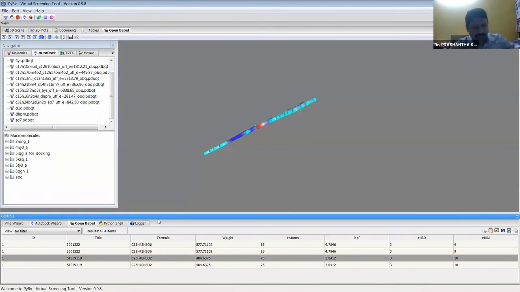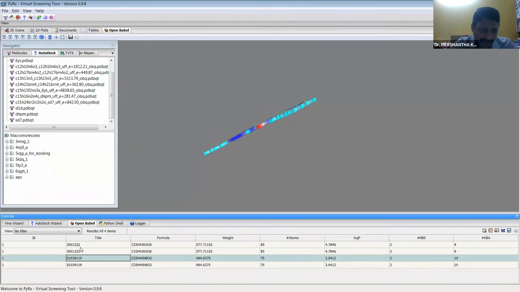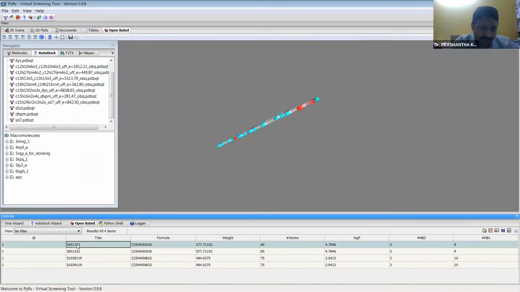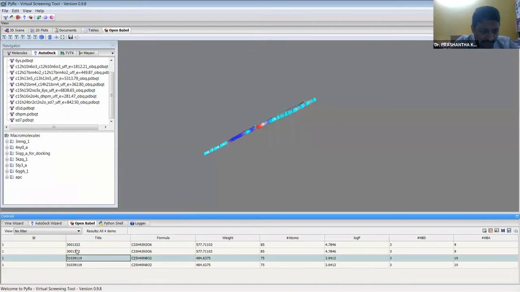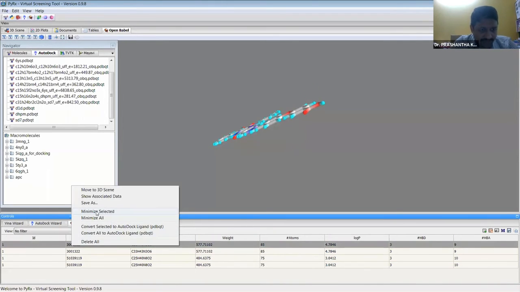So, as one of the questions, what if we do not have the 3D and we have only the 2D, something like this, what should we do? Open that ligand in Open Babel. Then whatever ligands you want to minimize, select those ligands using Control, then right click. So this I want first. Right click, say minimize selected. Otherwise, we can also use minimize all.